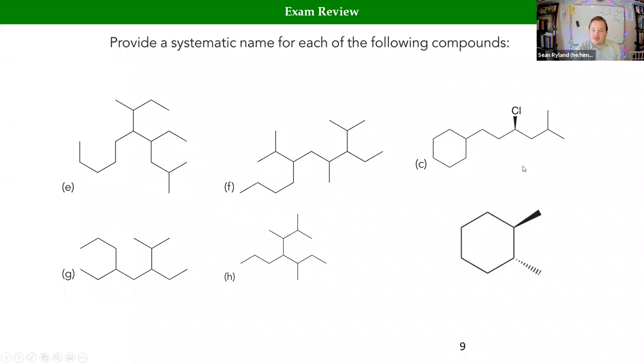unless anybody had one from the test that's still bugging them that they want to know if they did it right or not. If you don't know off the top of your head, that's fine. They all look really complicated, right? But it's always the same rules. Find your longest carbon chain. Figure out what your branches are. Name your branches, number your branches, or whatever else is attached, and then worry about stereochemistry.